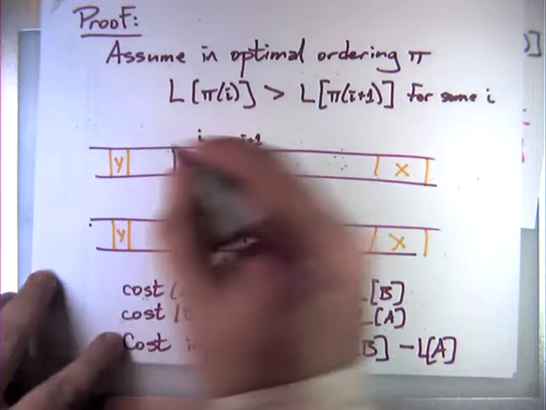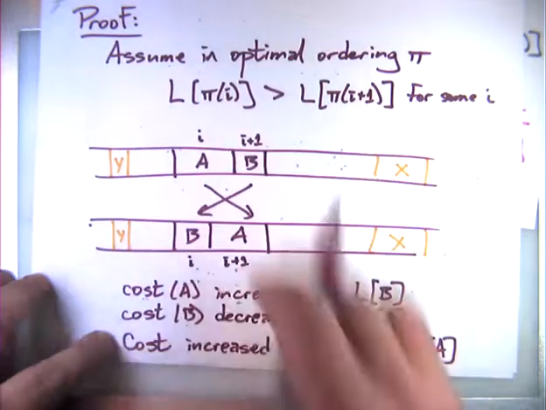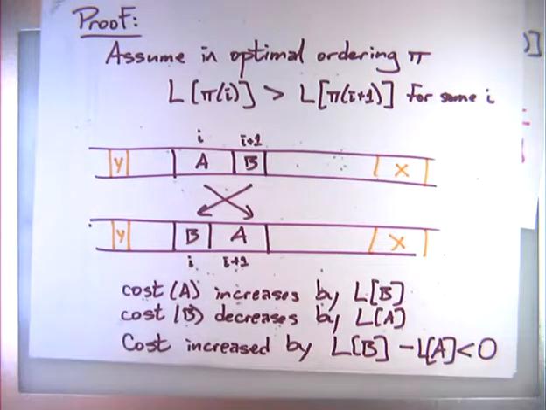Except L of A is bigger than L of B by assumption, so this is negative. The cost has gone down. Now, notice at this point I have a contradiction. I started out by saying, suppose in the optimal ordering something is out of order. Then I changed the ordering and my cost function went down. But optimal meant the lowest possible cost. So I can't go down.